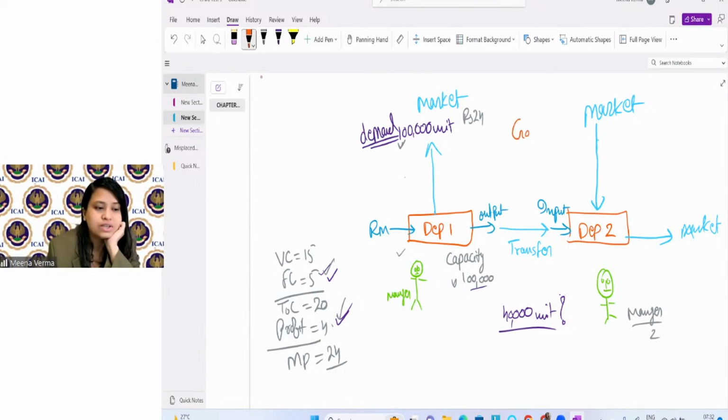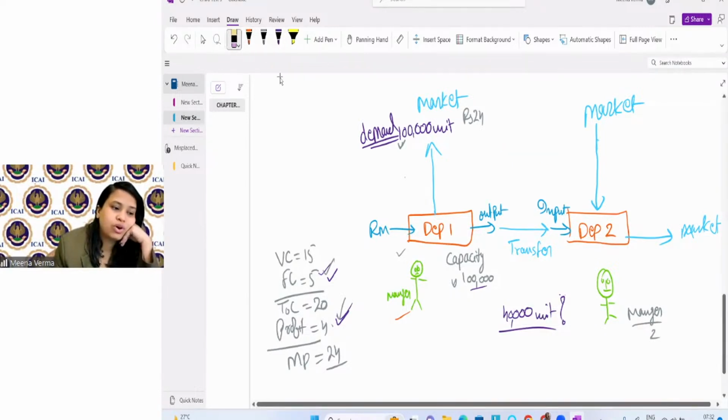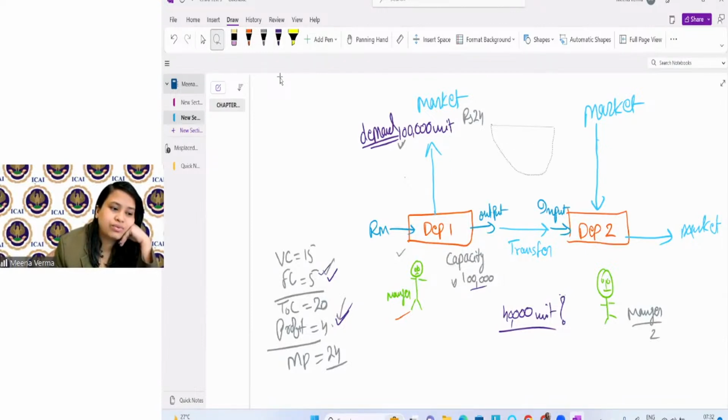For goal congruence, if you keep it in mind, goal congruence. So what will happen if you consider the goal congruence? This manager cannot say no. I cannot transfer the goods to you. I will not transfer the goods to you. He can't say no. He has to transfer it. But now he will see what transfer price he will keep. So because of goal congruence, he can't say no. He will not say no.